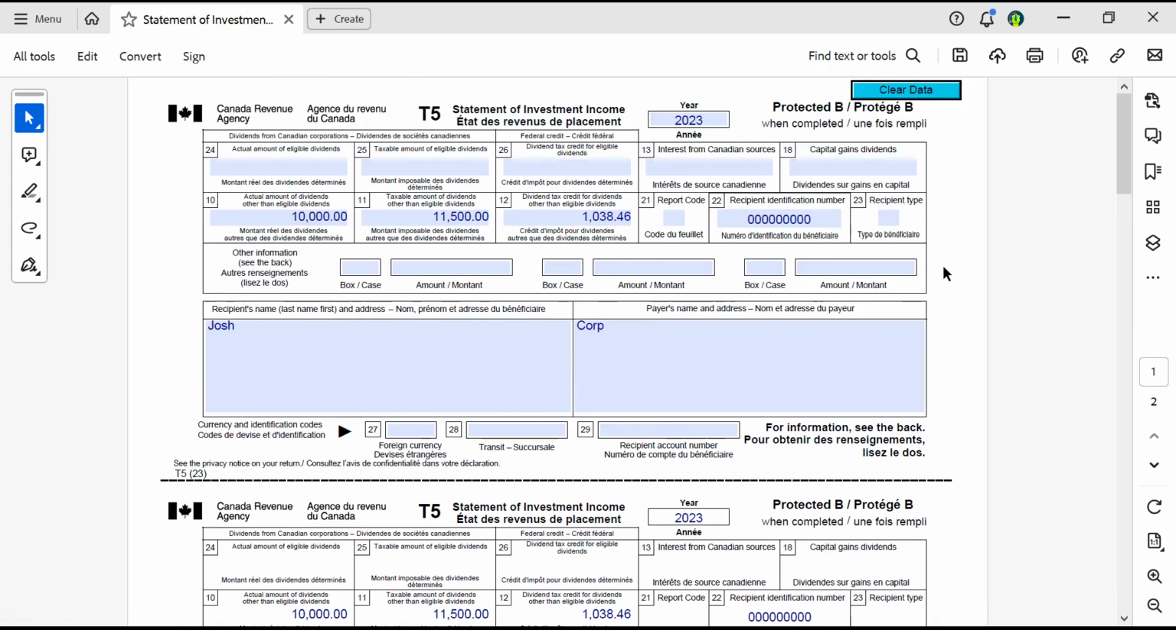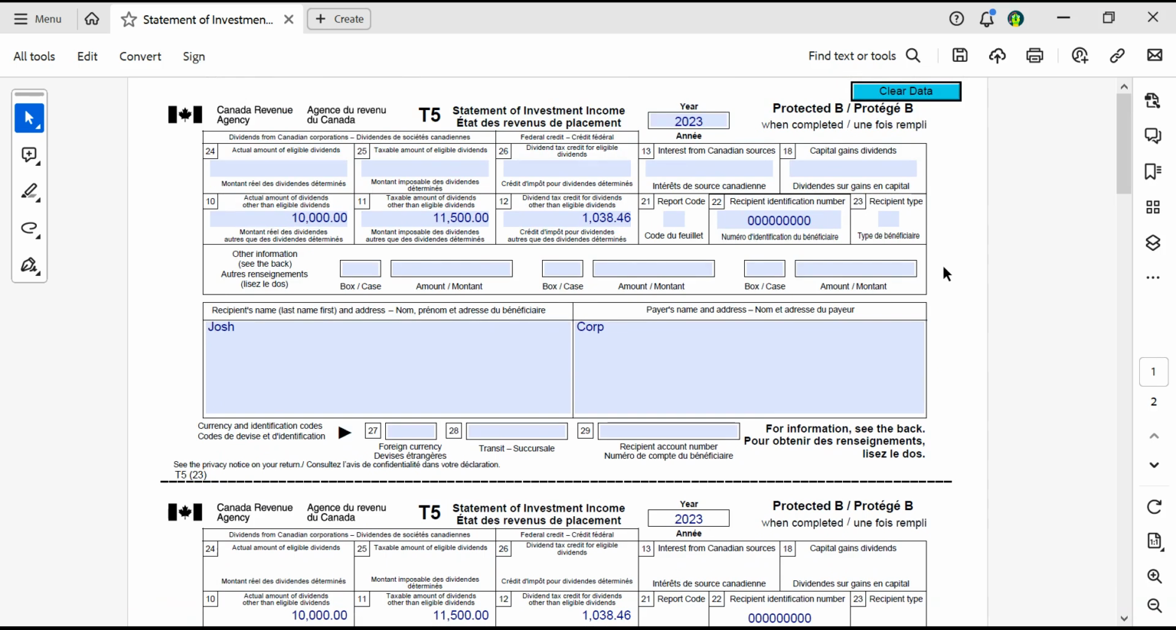So it's pretty straightforward. So this gets filed by the end of February every year. So for 2023, it's due by February 28th of 2024. And then this T5 is going to get recorded on my personal tax return on my T1. And you're going to want to make sure that this information is also recorded on your corporate tax return on the T2.